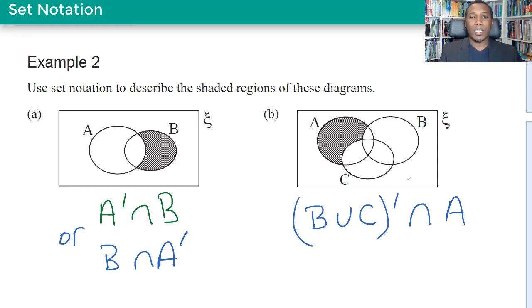And similarly, we could have written this putting the A first. We can put the A first, A intersection B union C prime.